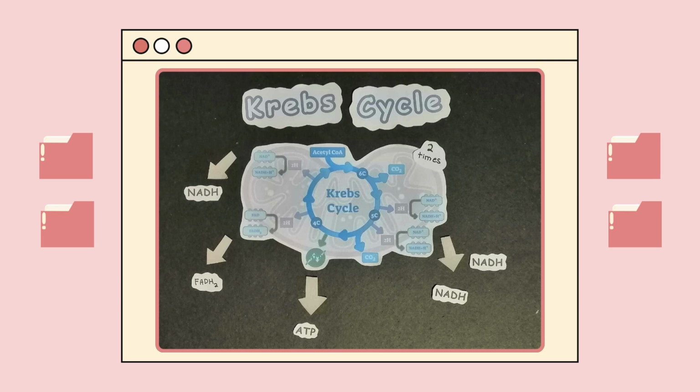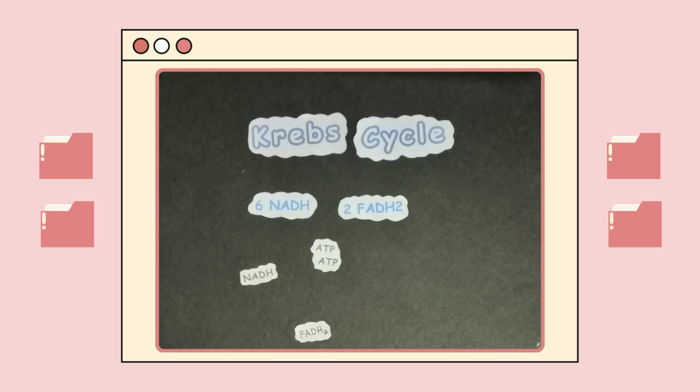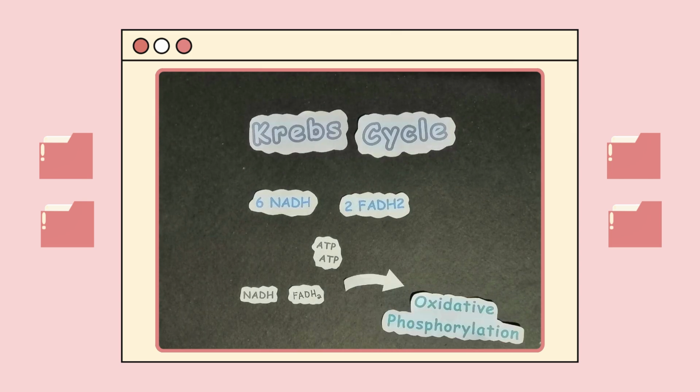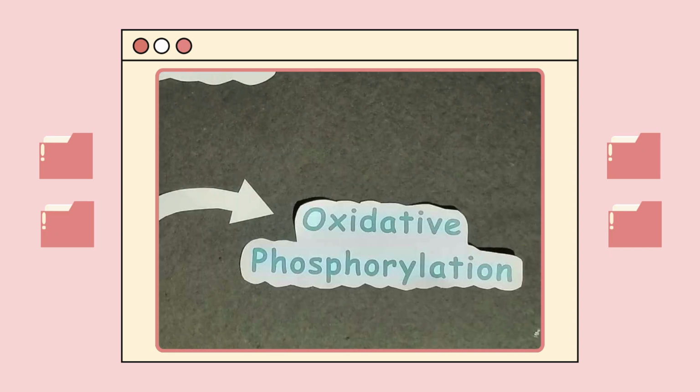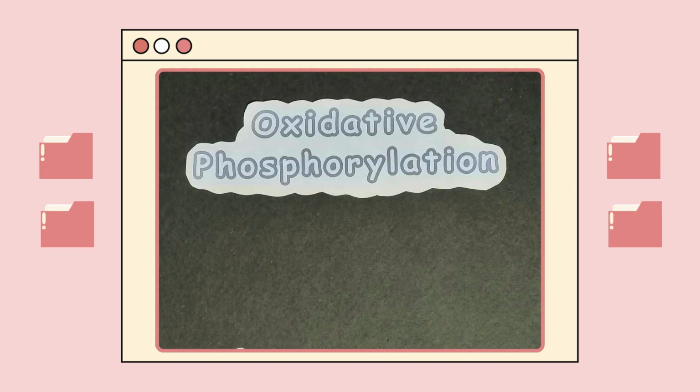Remember that the Krebs cycle happens twice. So the total production in the Krebs cycle is 6 NADH, 2 FADH2, and 2 ATP. Again, the NADH and FADH2 will be used in the final stage of cellular respiration, which is oxidative phosphorylation. Speaking of oxidative phosphorylation, this is the last stage of cellular respiration.